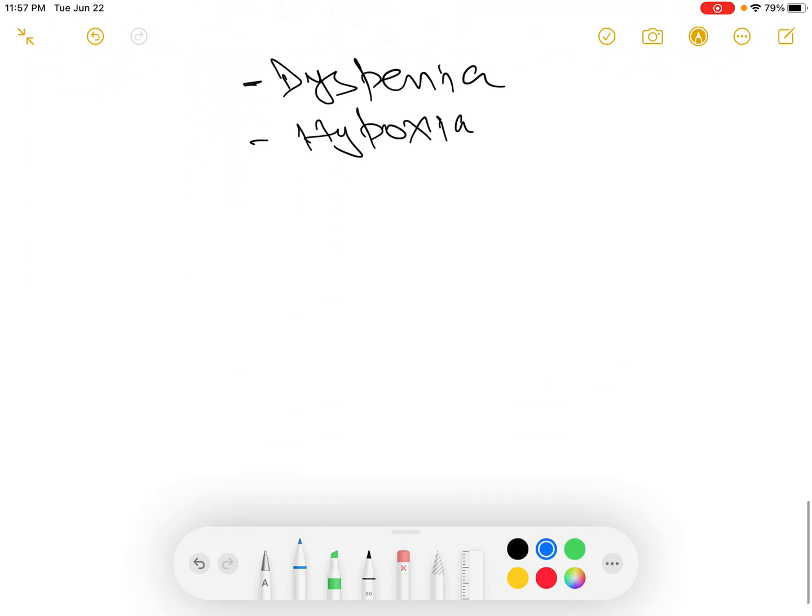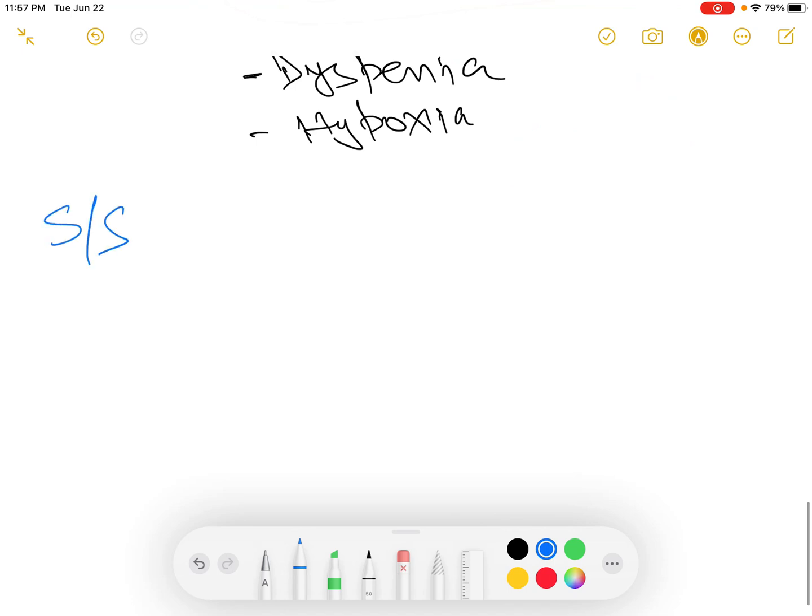So what are some of the signs and symptoms of pneumonia? The most common one is fever.